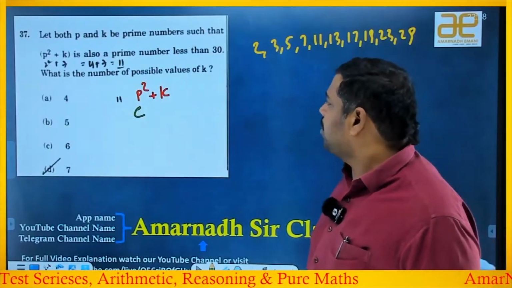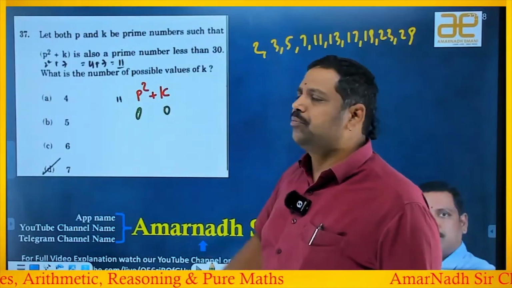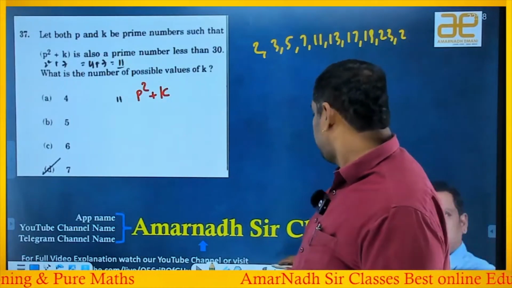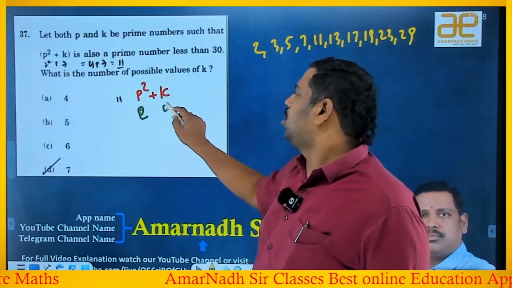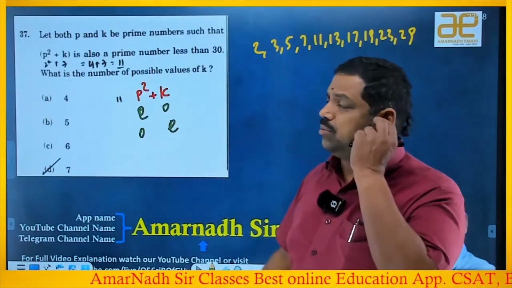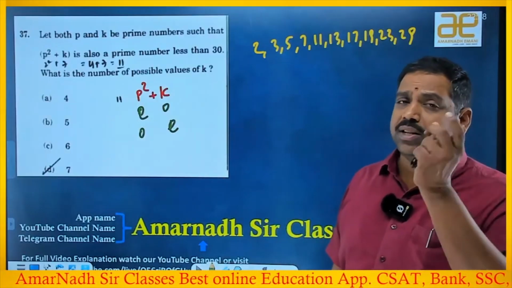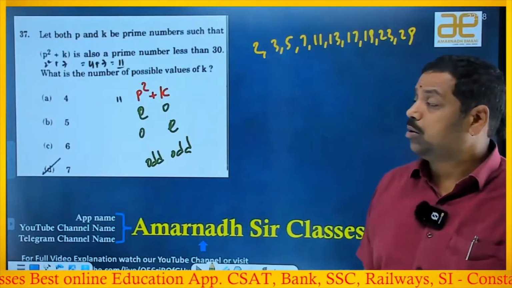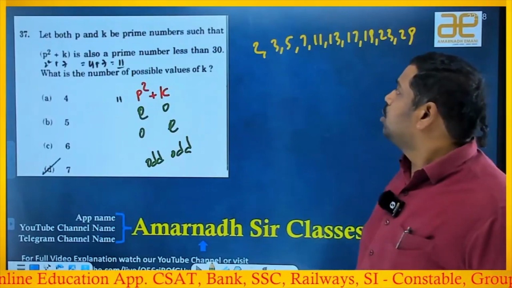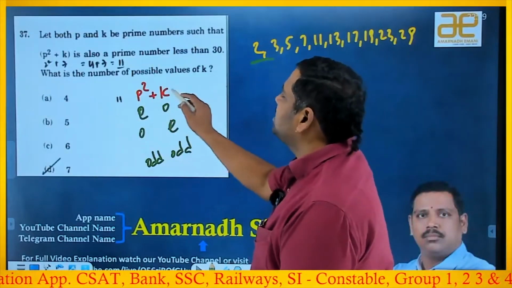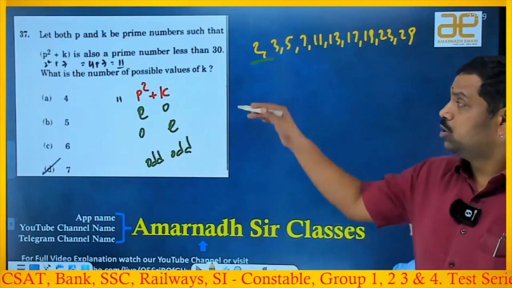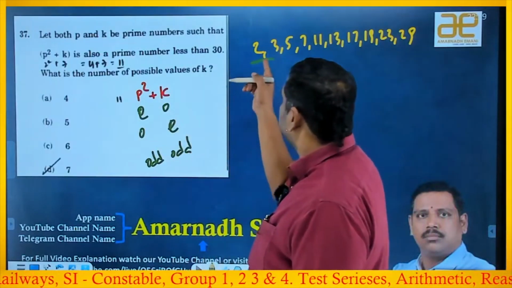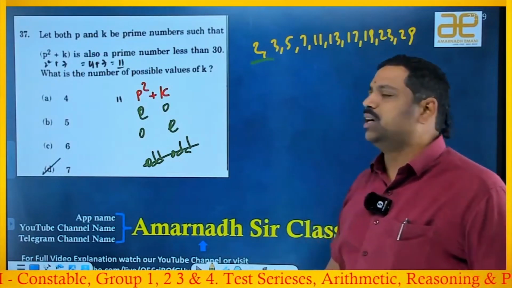So then what happens? Both are odd numbers, is that a possibility or not? Odd plus odd is an even number. One even, one odd is a possibility or not, we have to check. Suppose 3 plus 5 is 8, an even number. 2 is the only even prime number. P square plus K will not be 2, right or wrong? Because those two are also prime numbers. If you square it and add, it is not possible to get 2, right? That's why both being odd is not a possibility.